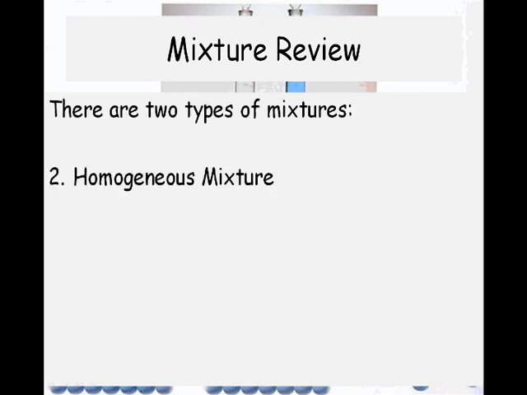Now, the second type of mixture is a homogeneous mixture. And we call these solutions. So whenever you hear of solutions, we're talking about a homogeneous mixture. And solutions, remember, homogeneous mixtures are those that you cannot see the different parts of. So like water, rubbing alcohol, gasoline, all of those are homogeneous mixtures.